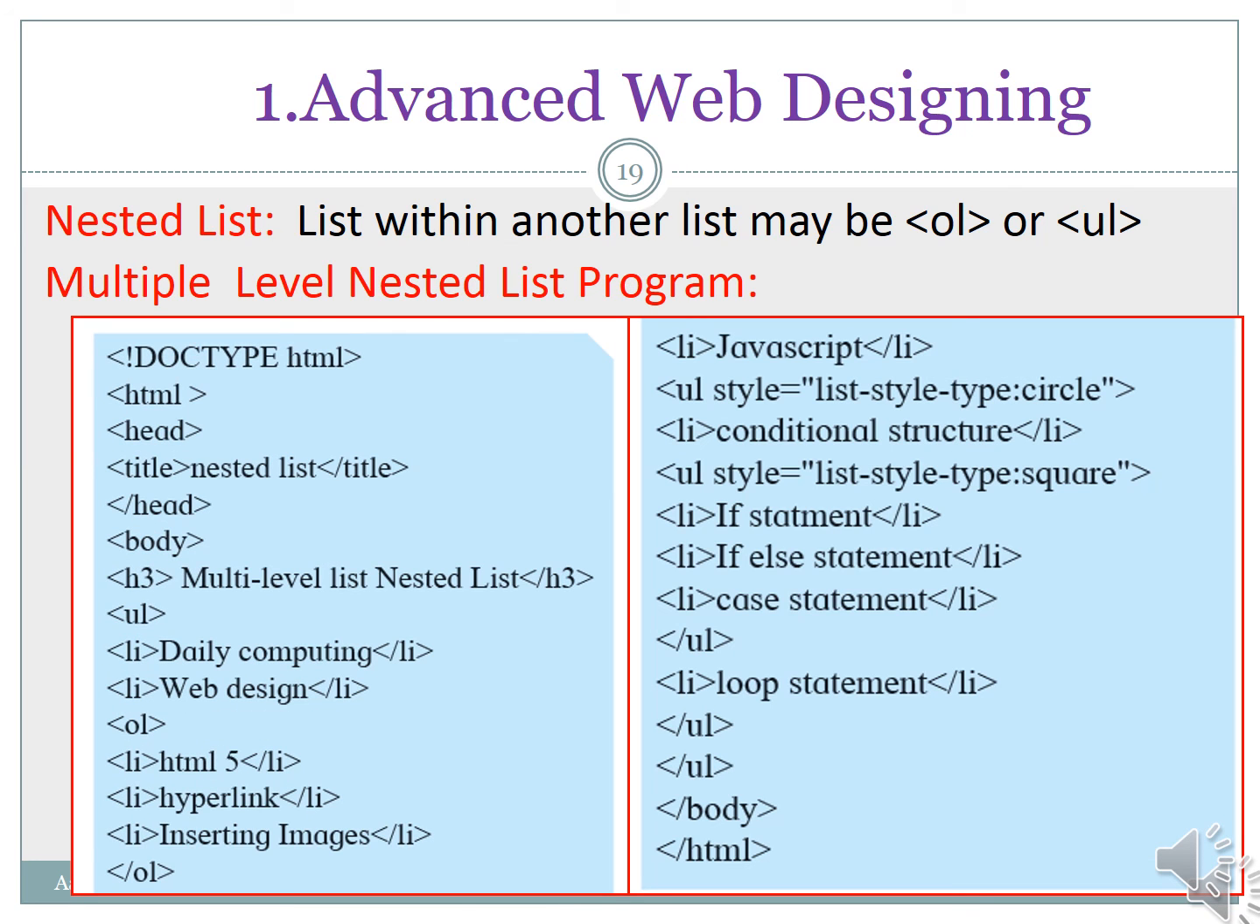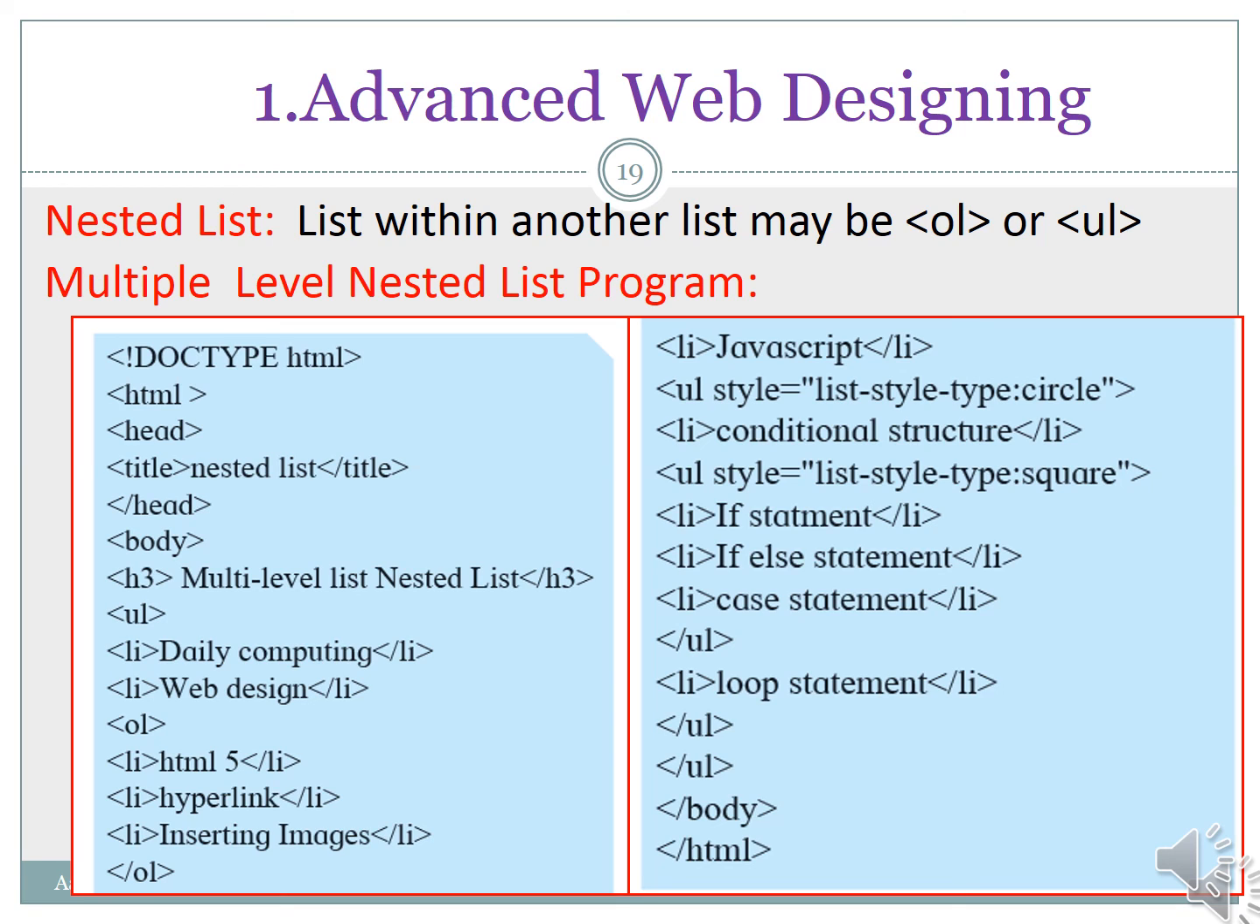This is an example of a multi-level nested list. In the last example, only a single level was specified. Here multiple levels of nesting are provided by using OL and UL. Here we have displayed daily computing, web design and JavaScript items by using the UL, and other types under web design, such as HTML5, hyperlink, and inserting images, by using the OL.